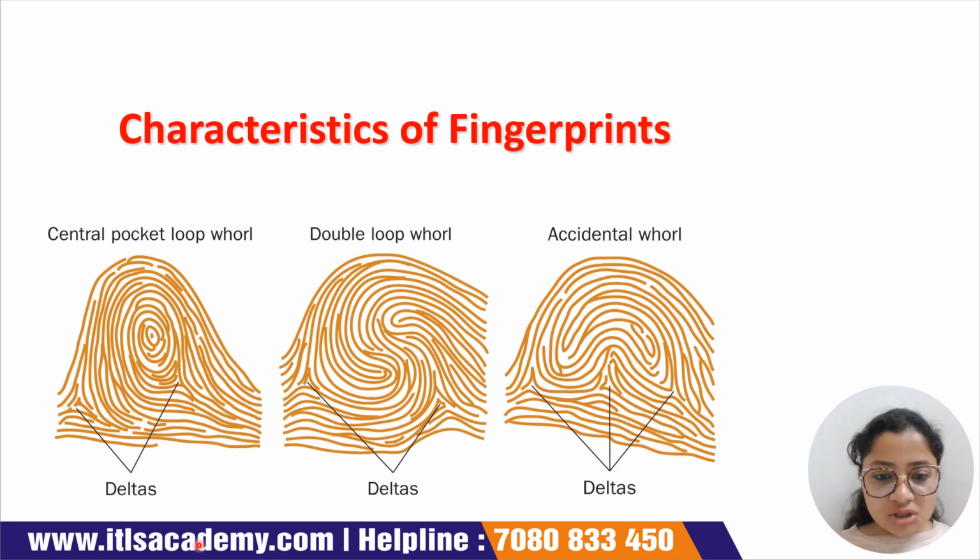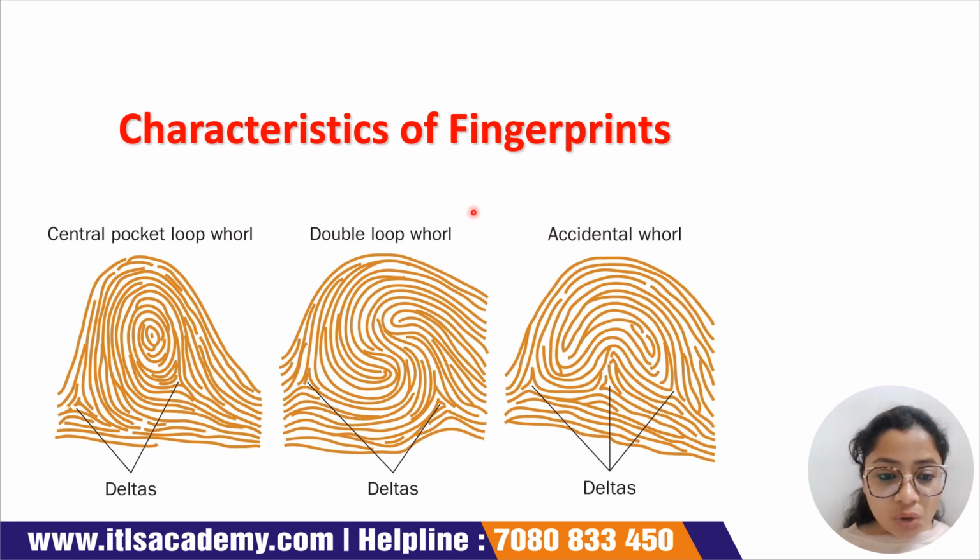Okay. So moving forward, this slide also focuses on characteristics of fingerprints only. So these are the delta regions that we have in the case of a central pocket loop whorl. See, the loop form is only in the central part. That's why it's known as the central pocket loop whorl. The other parts are basically in the pattern of a whorl.